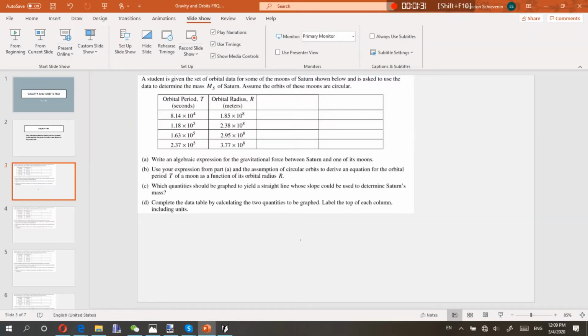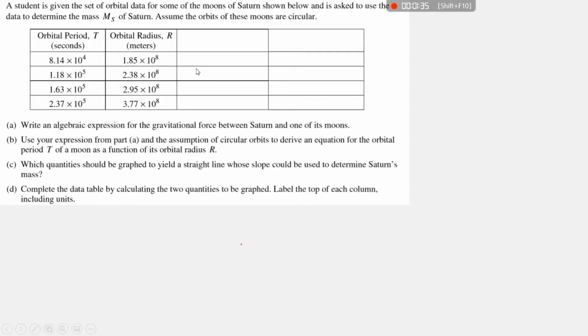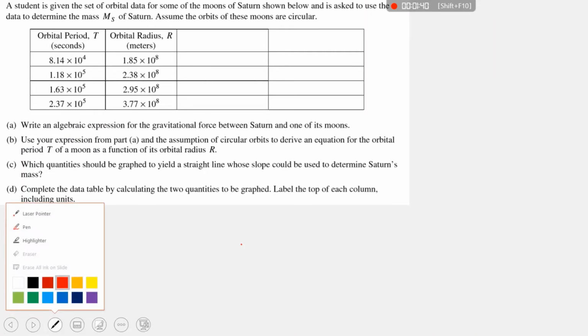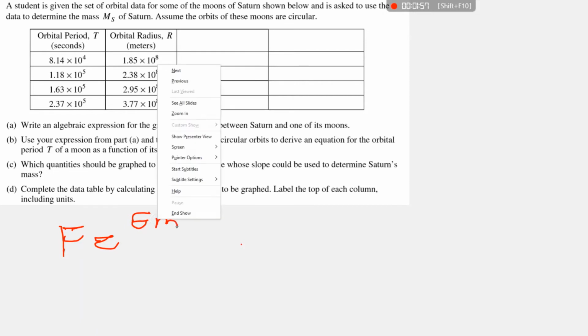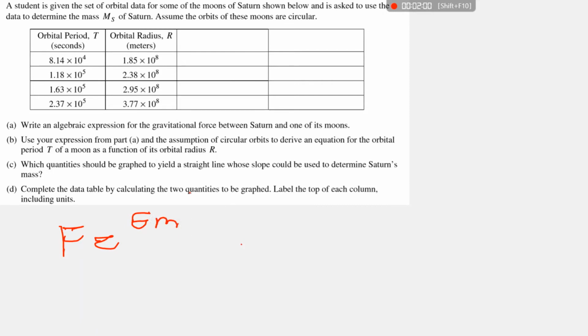Looks good. Okay, so one of those masses will be the mass of Saturn, and one of those masses will be the mass of the Moon.